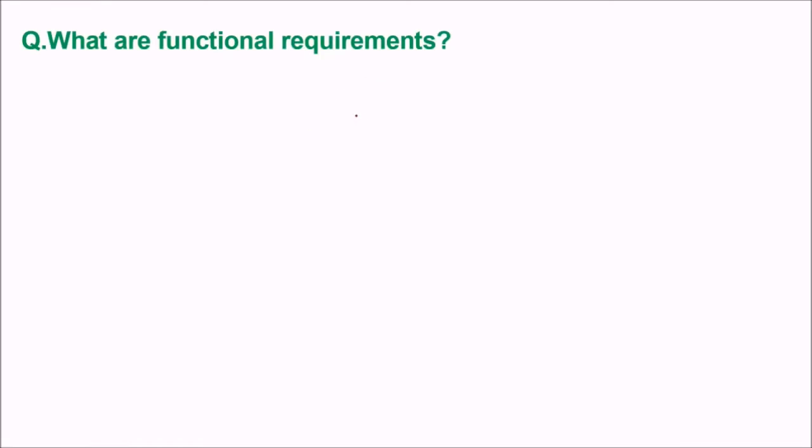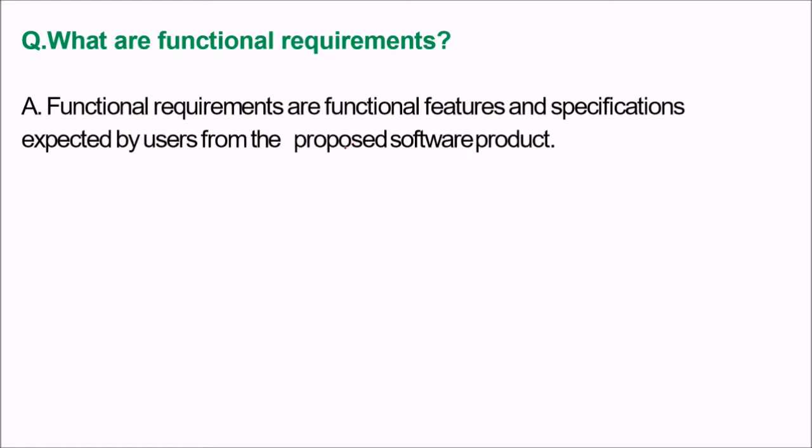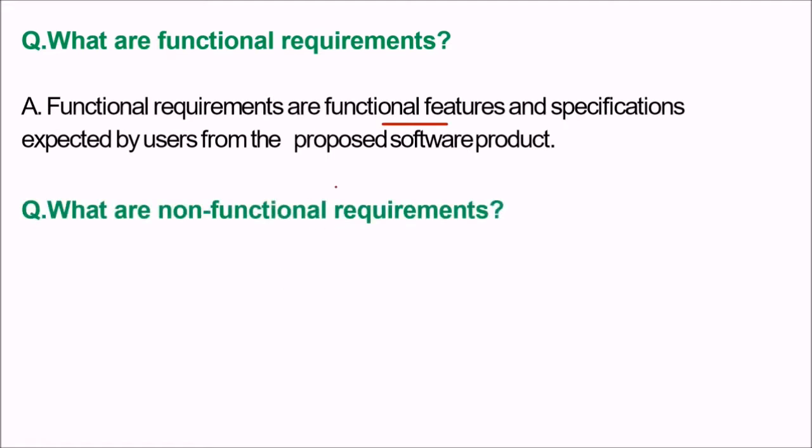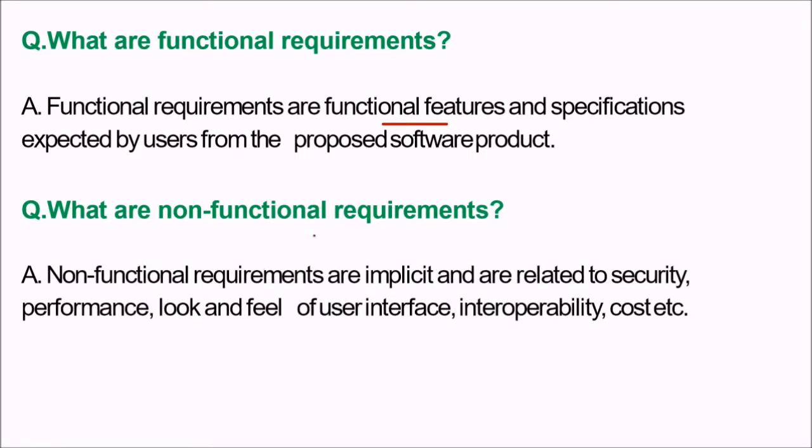Next is, what are functional requirements? In SRS you have two types of requirements: functional requirements and non-functional requirements. So what are these functional requirements? Functional requirements are functional features and specifications which are expected by users from the proposed software product. These are the features, the software functions actually, that you require. So what are non-functional requirements then? Like you want certain performance, you want a certain type of efficiency. So non-functional requirements are implicit, and they are related to security, performance, look and feel of the user interface, interoperability, cost, etc.